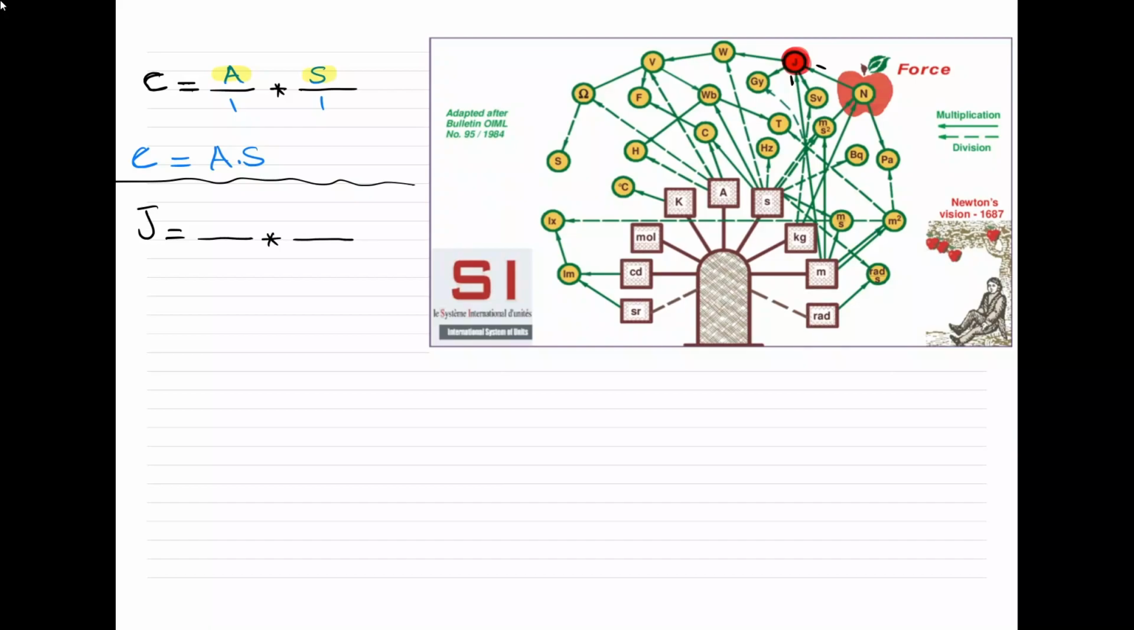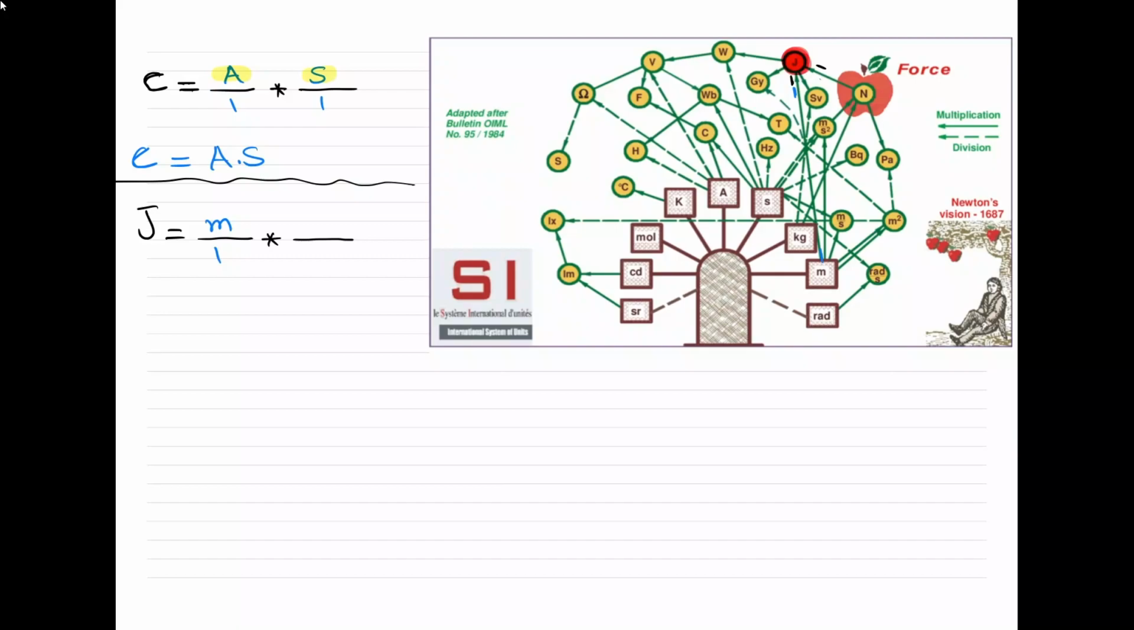And let's see the first arrow. So the first arrow is this one. So we'll consider this one. It comes from the meter, okay, as a solid line. So we will put meter in the numerator and 1 in the denominator.